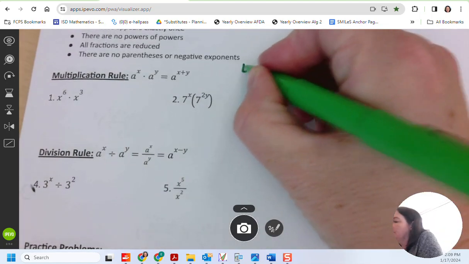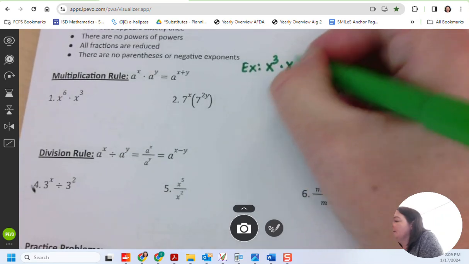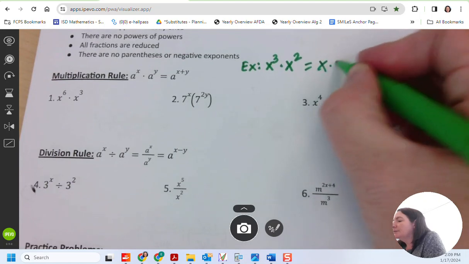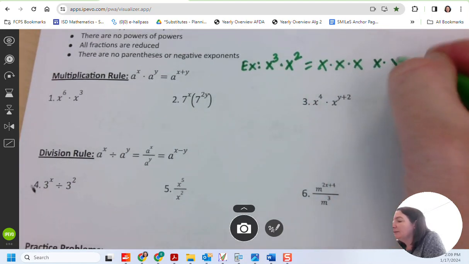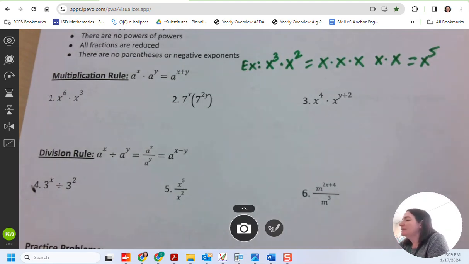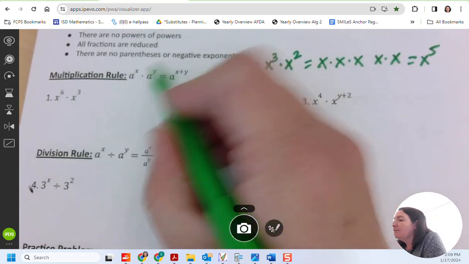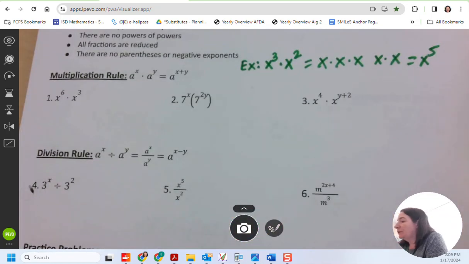For example, if I wanted to do x to the 3 times x to the 2, x to the 3 is x times x times x, and x to the 2 is x times x, and altogether that gives me x to the 5. So the shortcut for that, so you don't have to write everything out so many times, is to just add your exponents, and that's what it's telling you right here. When it's a multiplication problem with the same base, add your exponents.